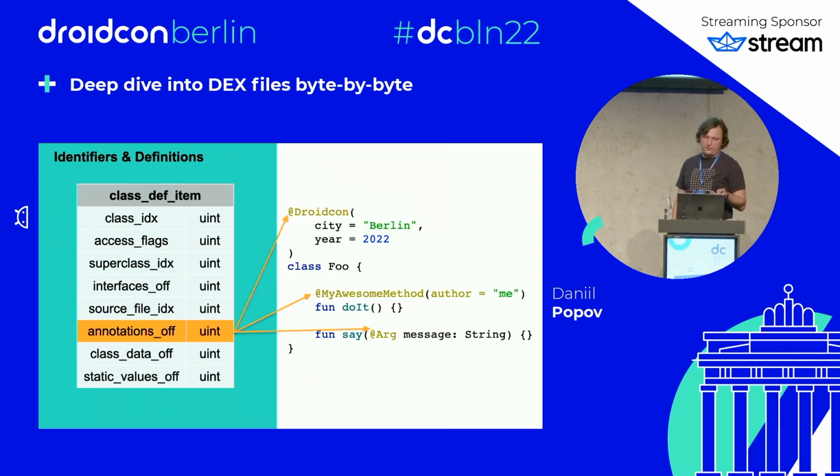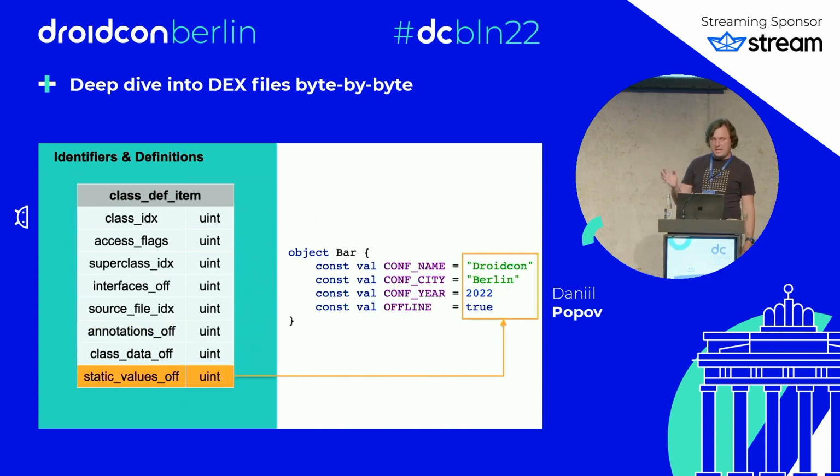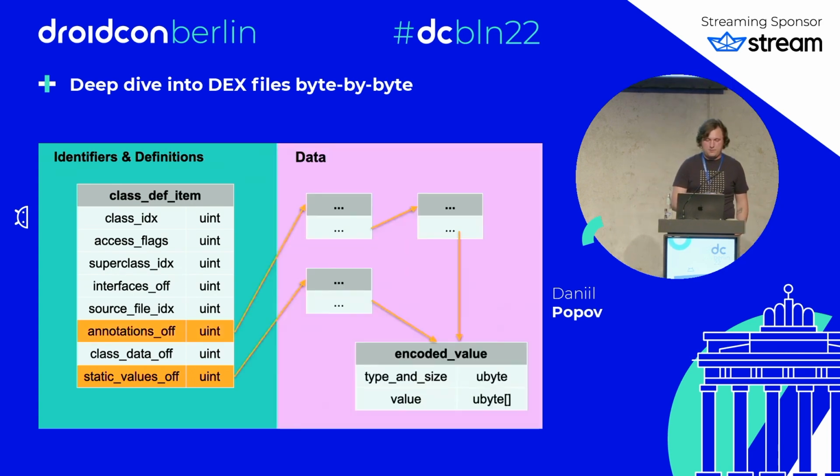Annotation offset is an offset to a relatively large hierarchy of other structures. I don't want to bore you to death, so I'll just briefly explain the things that excite me the most from this structure. But in the end, all these complex structures are intended to express name-value pairs, defining the arguments of the annotations. And the same we have here. The only purpose of the structure referenced by this field is to keep the values of static fields of the class. And in the end, after referencing a lot of structures, we come to the encoded value structure.